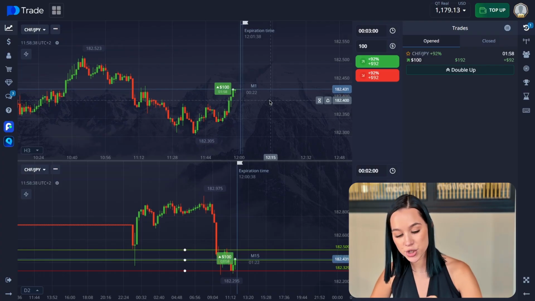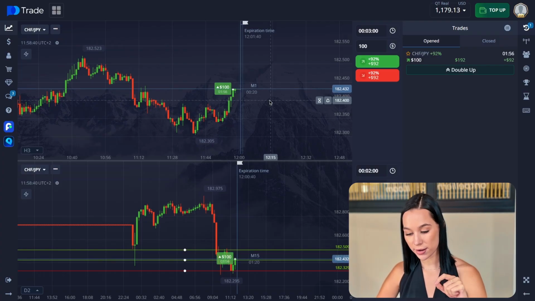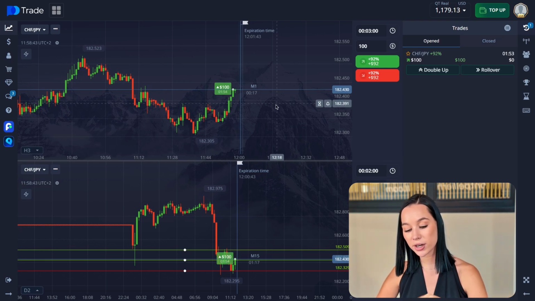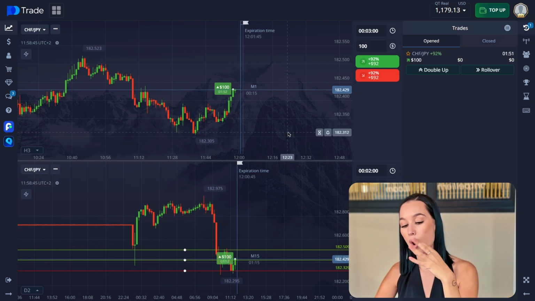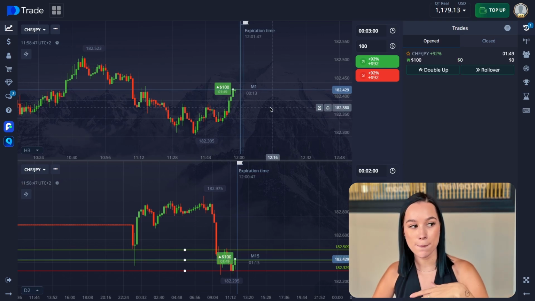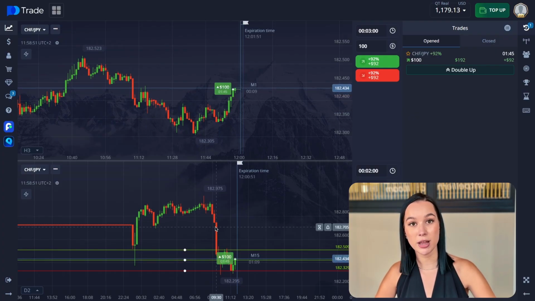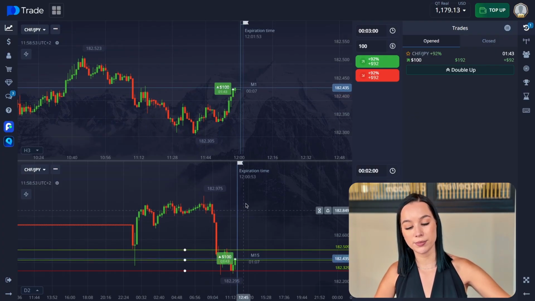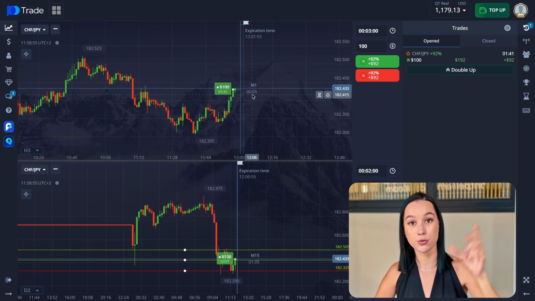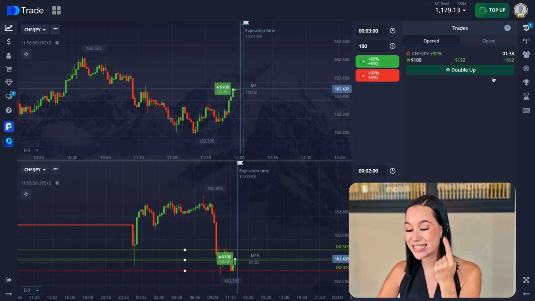We also watch for price action patterns, for example engulfing, pin bar, trend line break, because on M1 we can see more noise, more fluctuations. On the M1 time frame, for 15 minutes we will have 15 candles. On the M15 time frame, for 15 minutes we'll have only one candle. This is the big difference.